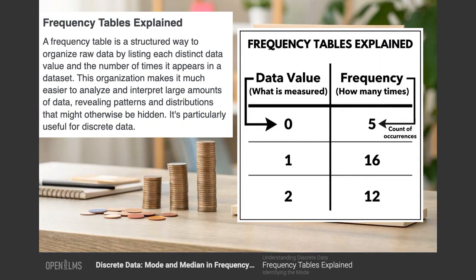Frequency tables explained. A frequency table is a structured way to organize raw data by listing each distinct data value and the number of times it appears in a dataset. This organization makes it much easier to analyze and interpret large amounts of data, revealing patterns and distributions that might otherwise be hidden. It's particularly useful for discrete data.